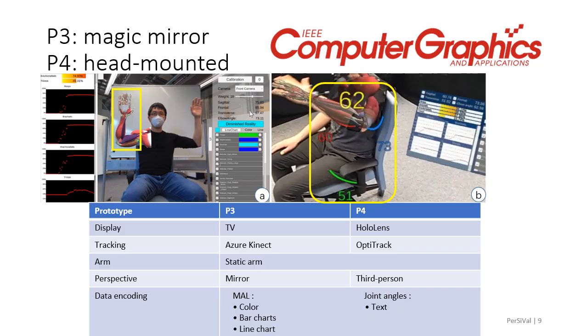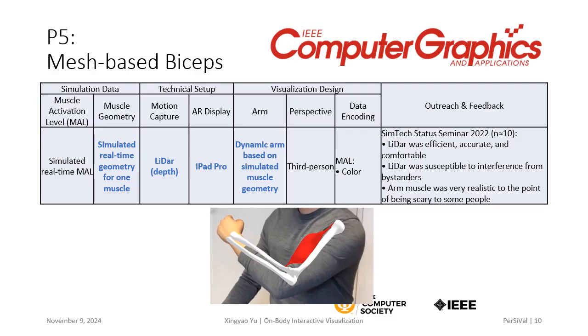With the introduction of the Apple iPad Pro with the M1 chip, we finally have the opportunity to integrate motion capture, realistic biomechanical simulation, and on-body visualization on the same AR device in real time. This time, prototype 5 is able to run biomechanical simulation to calculate the muscle geometry on iPad Pro and then directly render it using video see-through AR.